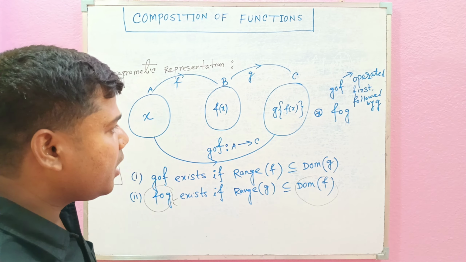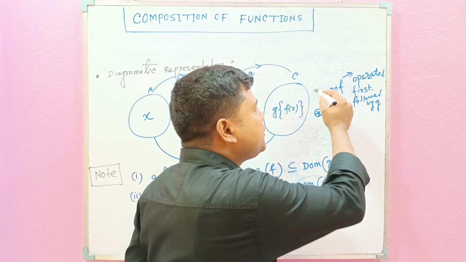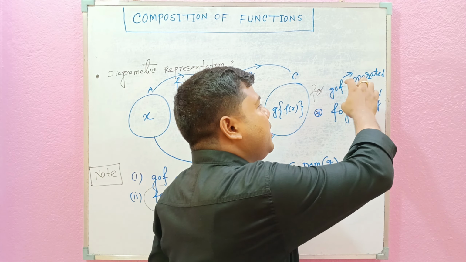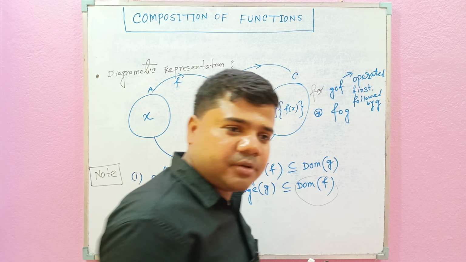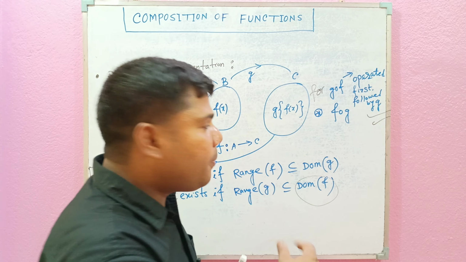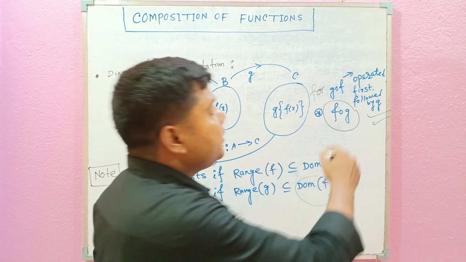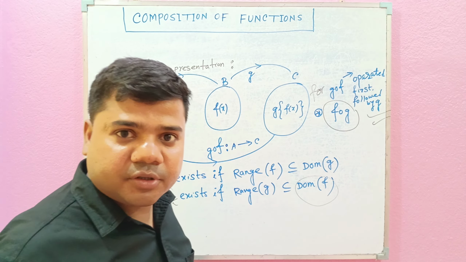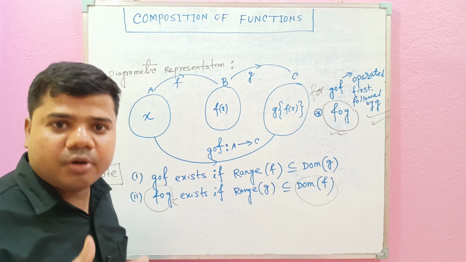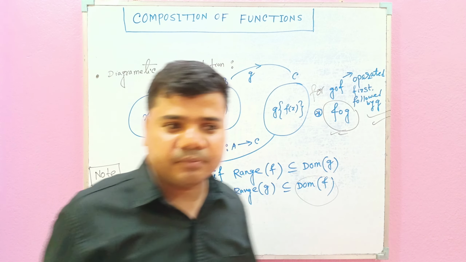You must remember that for g compose f, f is operated first followed by the function g, and for f compose g, g is operated first followed by the function f. Next, we will discuss this with an example.